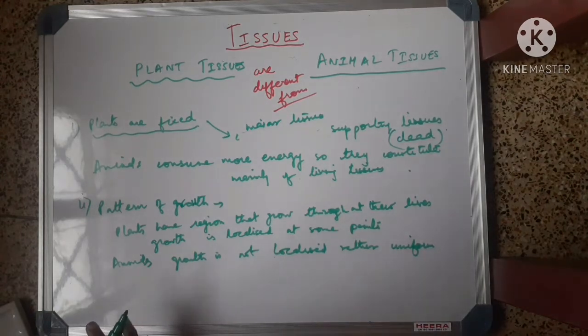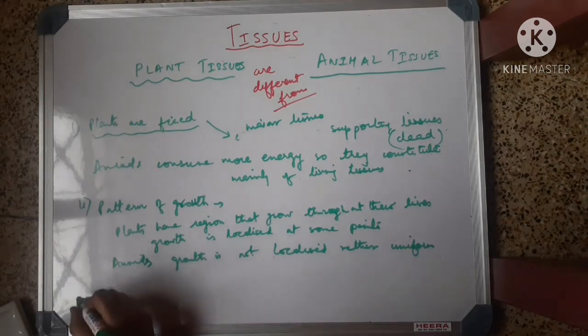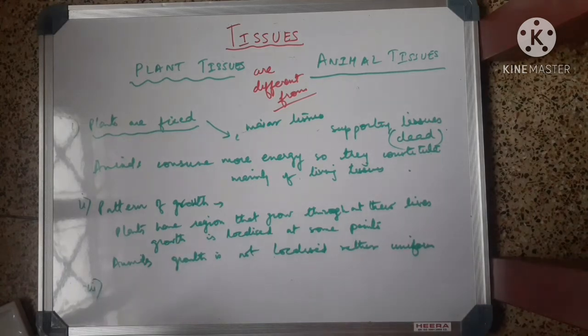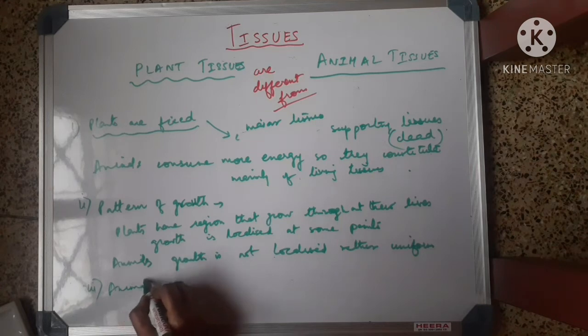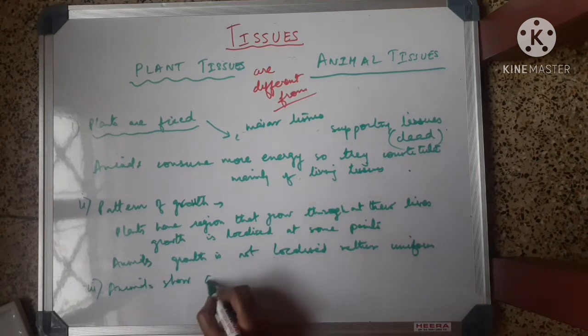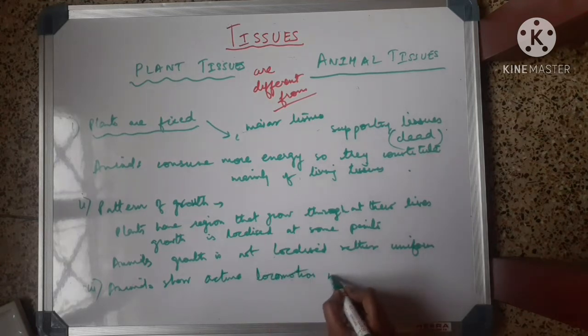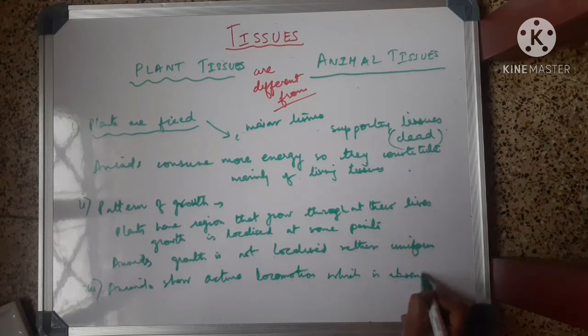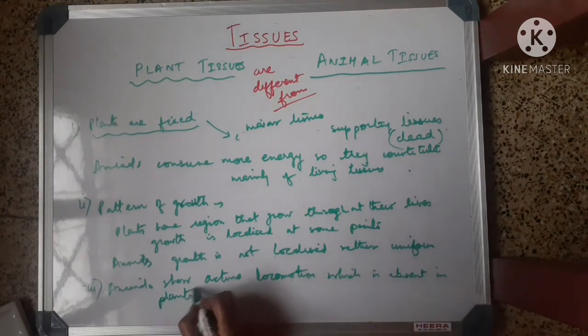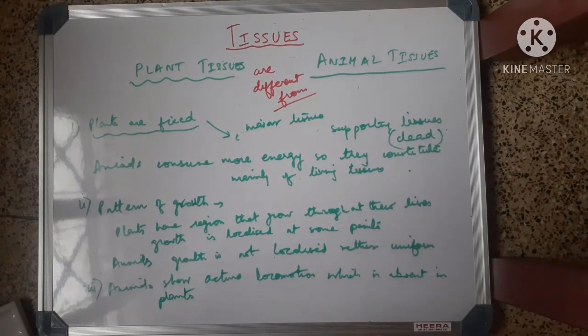But the cells that form the animal body are more or less uniform, and they contain living cells basically. And the third point is plants show sedentary existence. Sedentary existence means they are fixed to one place, but they have the property of making their own food. That is, they can carry on the vital process of photosynthesis, which animals cannot. But animals show active locomotion, which is absent in plants.